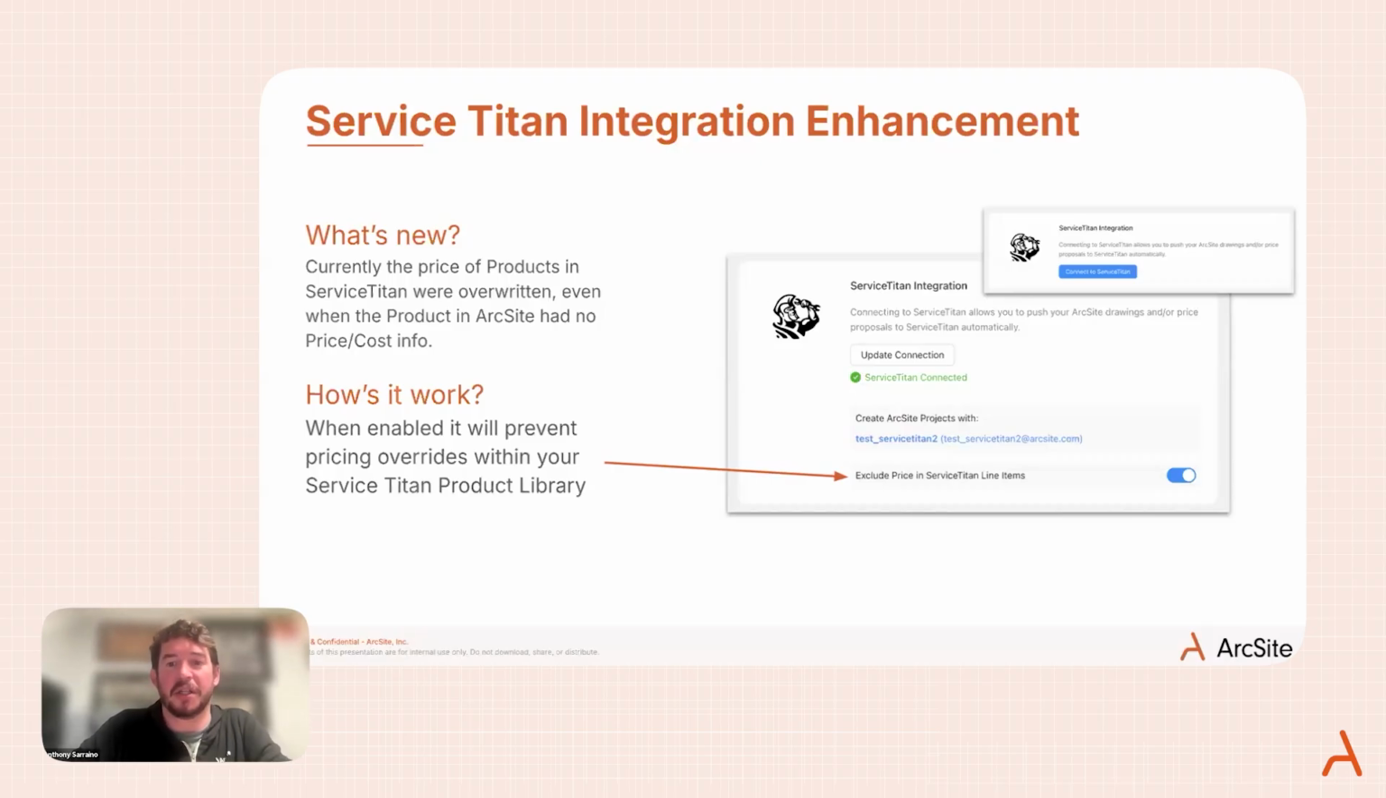So again, if you want to turn this on, if you do use the Service Titan integration, you're going to head over to your settings in your ArcSite backend, and you're just going to toggle that exclude price in Service Titan line items and toggle it on. And that should no longer sync over the pricing and overwrite anything that you have in Service Titan.